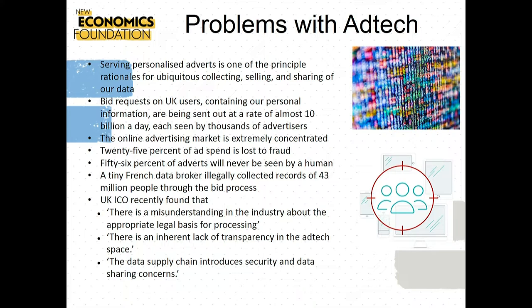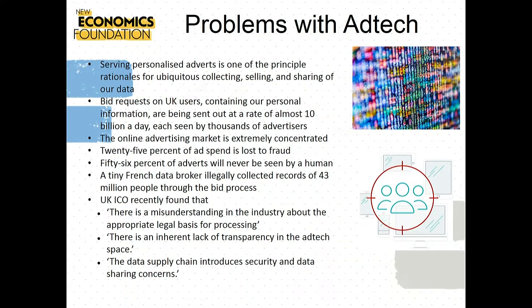And this is not just data that you would be happy to share. Within those data packets can be issues around your mental health, your political affiliation, your sexuality, your gender, some things that can be really damaging if they were released.